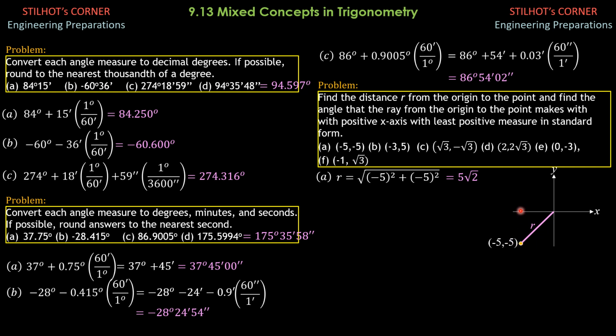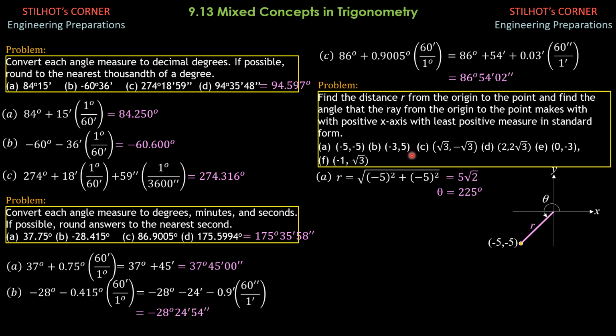So we imagine a right triangle. Then this is negative 5, negative 5. So the length of the hypotenuse R is the square root of negative 5 squared plus negative 5 squared. So that's 5 square root of 2. And since the horizontal and the vertical sides of this imaginary right triangle are equal, that means this angle is 45 degrees. But in standard form, with positive least measure, that would be 180 degrees plus 45 degrees. So that's why the angle theta is 225 degrees.